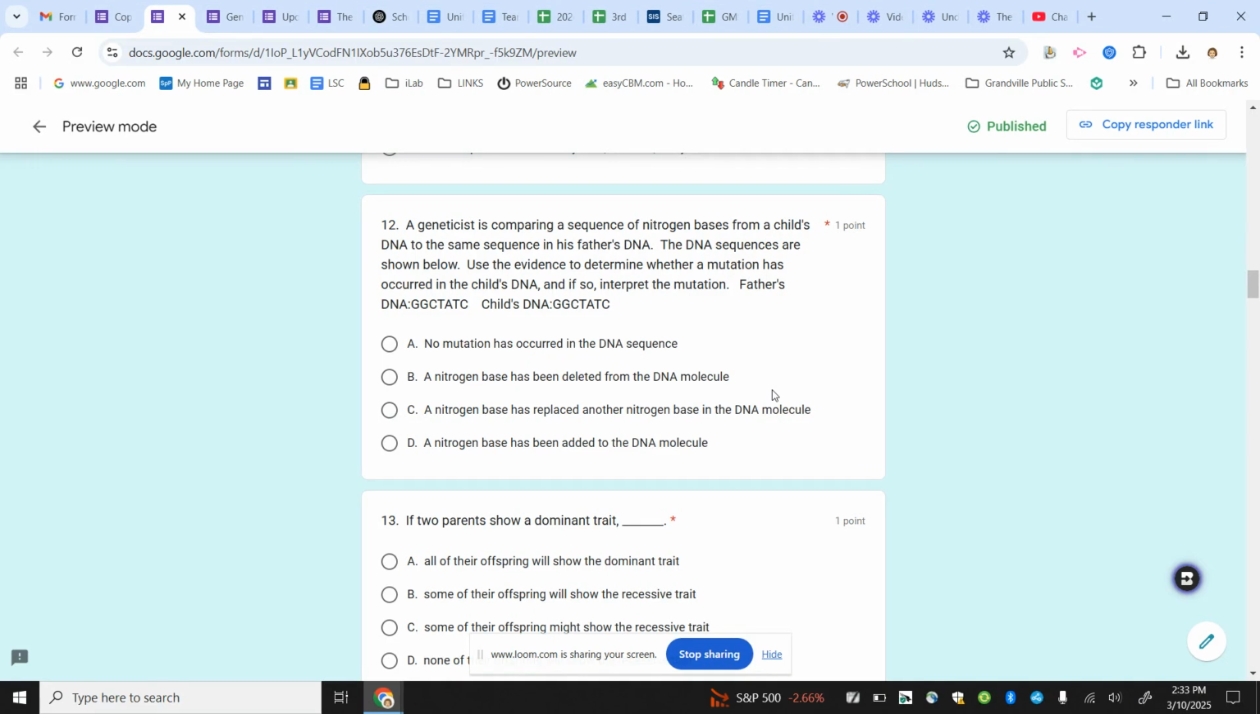A, no mutation has occurred in the DNA sequence. B, a nitrogen base has been deleted from the DNA molecule. C, a nitrogen base has replaced another nitrogen base in the DNA molecule. Or D, a nitrogen base has been added to the DNA molecule.